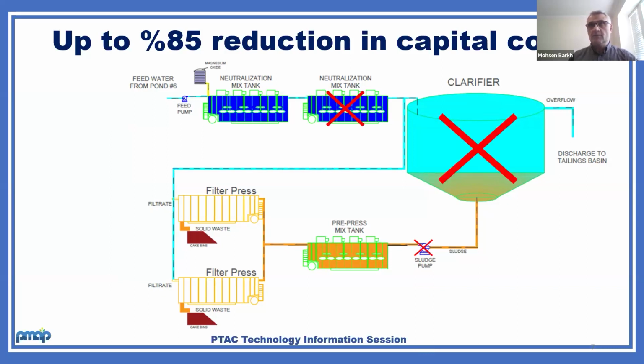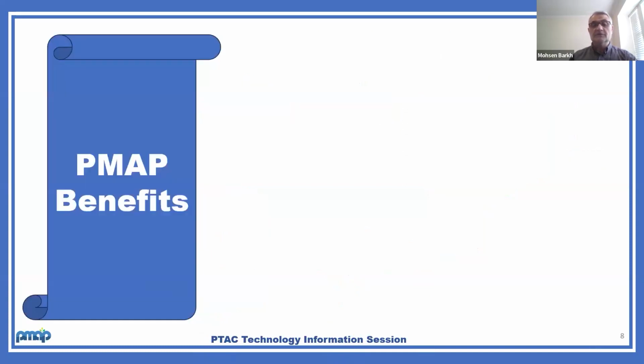Clarification happens inside the pond, so we don't need any clarifier. And also we don't need any equipment for the sludge handling. So basically we can reduce the capex significantly by using PMAP instead of the active treatment.